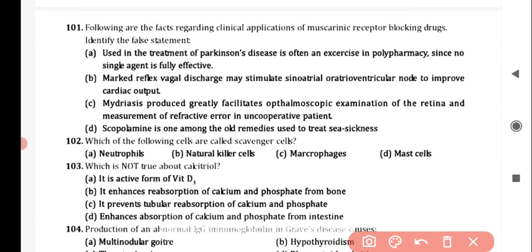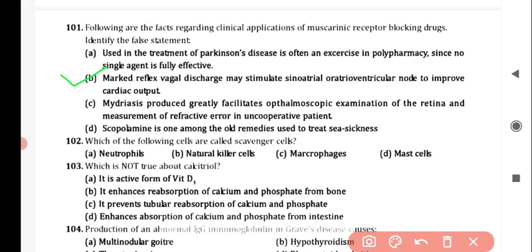Next question is, following are the facts regarding clinical applications of muscarinic receptor blocking drugs. Identify the false statement. And the correct answer is option B, marked reflex vagal discharge may stimulate sinoatrial or atrioventricular node to improve cardiac output.